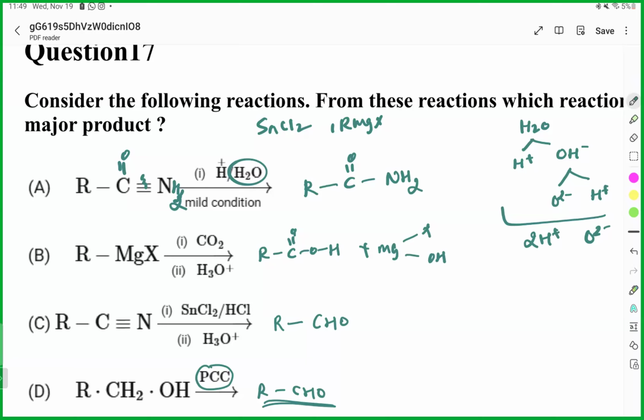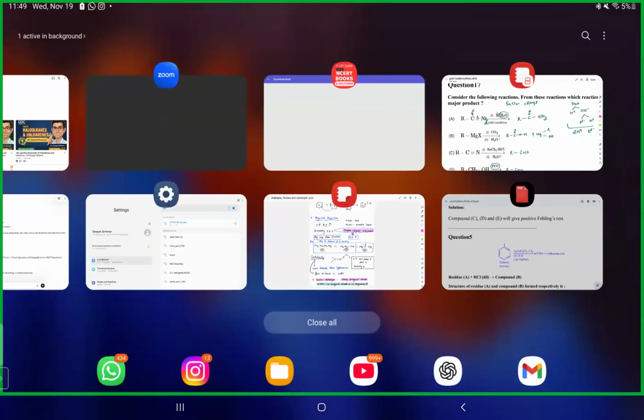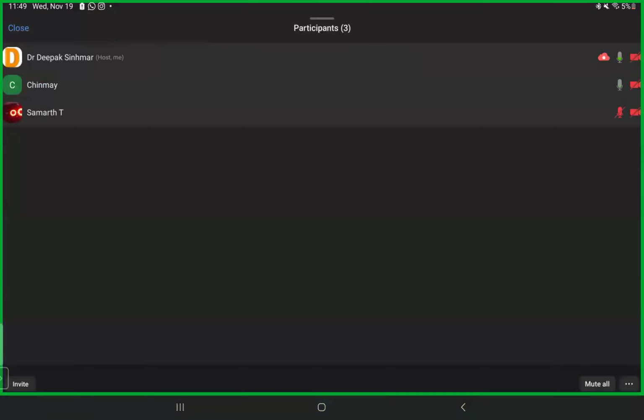Okay. So that's enough for today's class. We covered around one third portion of the chapter. So tomorrow we'll try to finish this aldehyde and ketone, but let's hope for the best. I'm not sure to be honest.